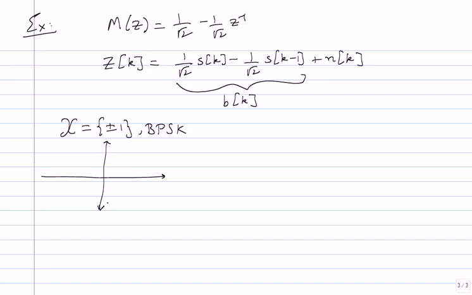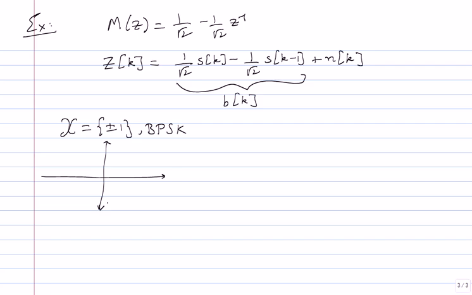So SK and SK minus 1 can take 4 different possibilities. So technically, there should be 4 different points in your received constellation, but some of them might overlap with each other. So less than or equal to 4 points, that I know for sure. After that, it's just a question of substituting the different possibilities and finding different BKs.